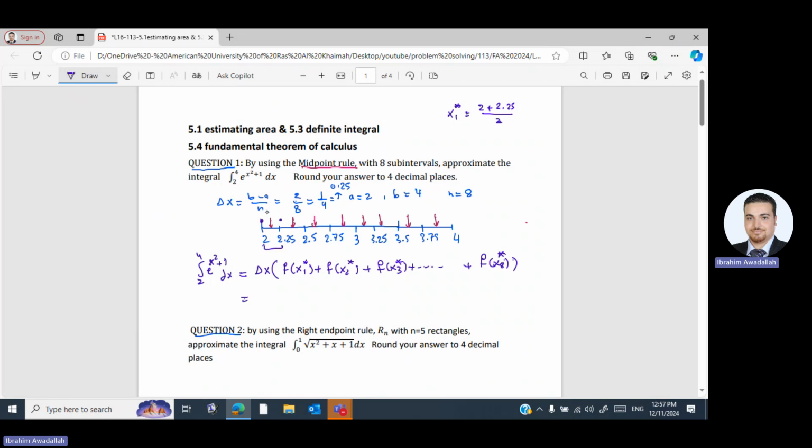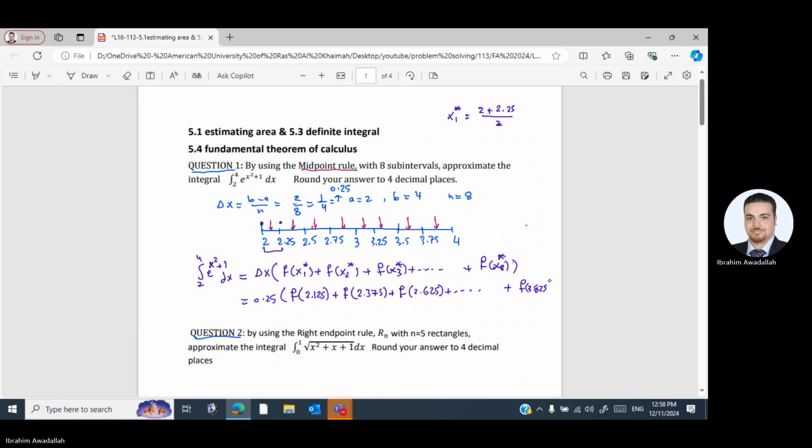So delta x is what? Delta x, we write it here, 0.25, times f of the point between this and this, which will be 2.125, plus f of the point between this and this, which will be 2.375, plus f of the point between this and this, I'm not going to find all of them, 2.625, plus etc. The last one of them would be f of the point between this and this, 3.75 plus 4, 3.875, I think.